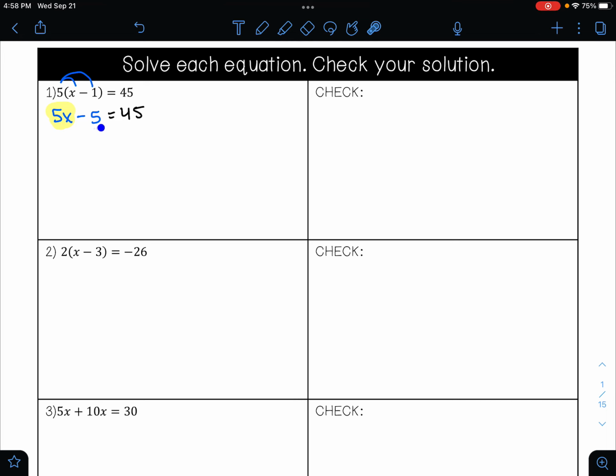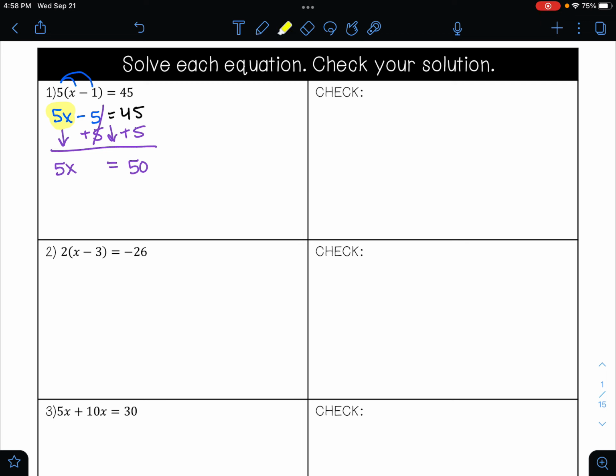We are subtracting 5 from 5x. How do we undo subtraction? Addition. And so I'm going to add 5 to both sides. So I'm going to bring down my 5x. Negative 5 plus 5 is 0. I'm going to bring down my equal sign. 45 plus 5 is 50.